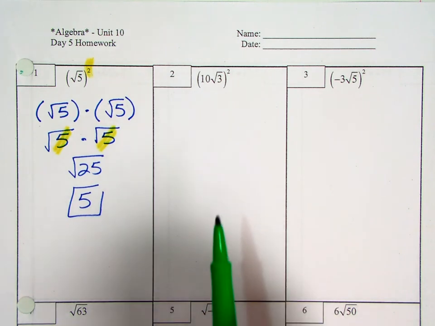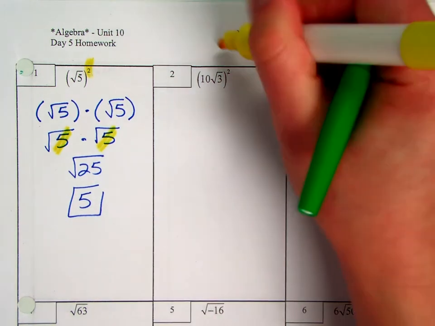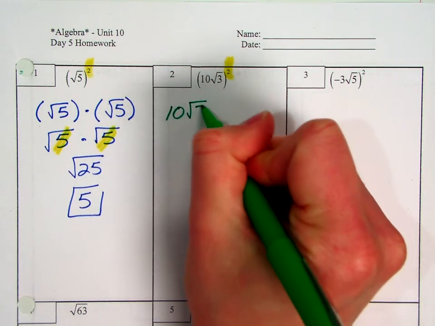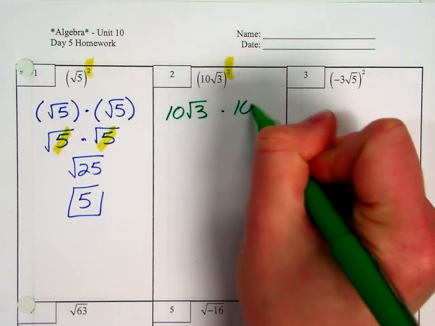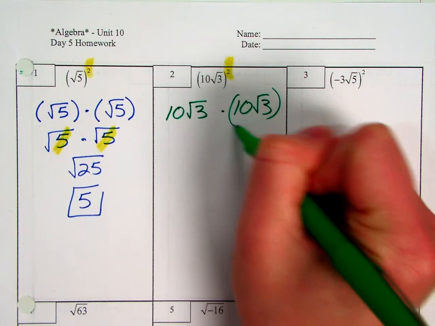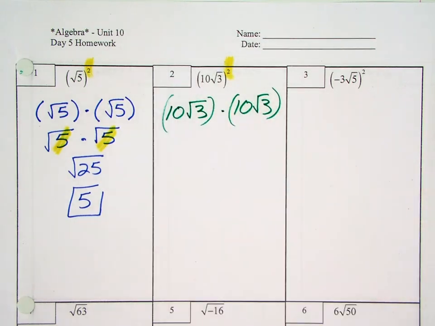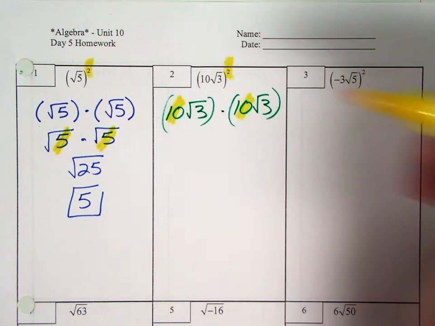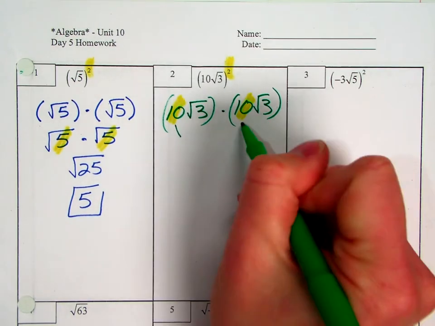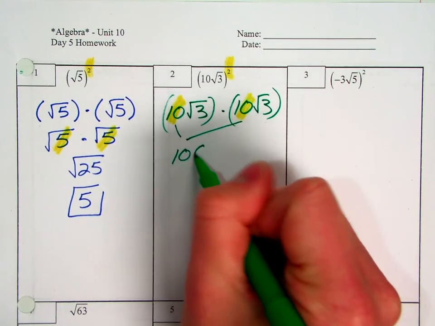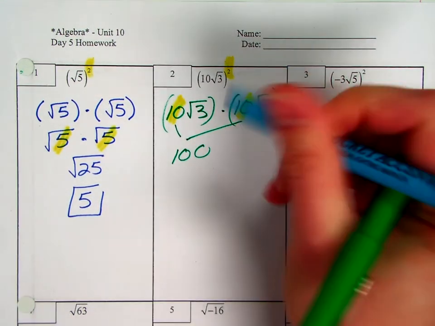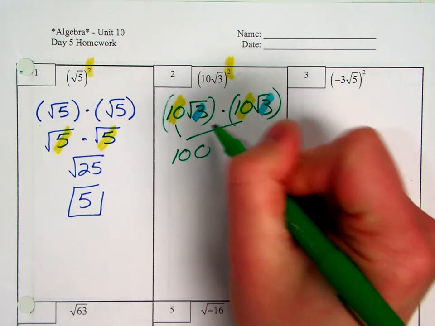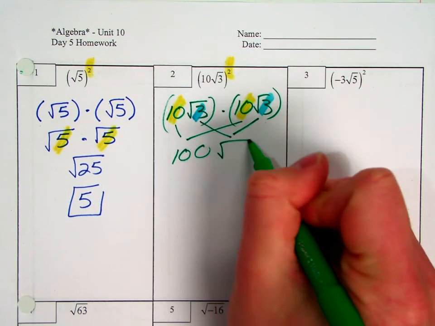Number 2 is really the same way, because again there's this exponent of 2, which means I'm going to take everything that's in the parentheses and multiply it by itself. In this case, that's 10 root 3 times 10 root 3. Remembering that we can only multiply outside numbers by outside numbers, I'm going to do 10 times 10 first, which is 100. And then we can multiply the numbers in the radical by the other number in the radical. So we're going to do 3 times 3 and get the square root of 9.